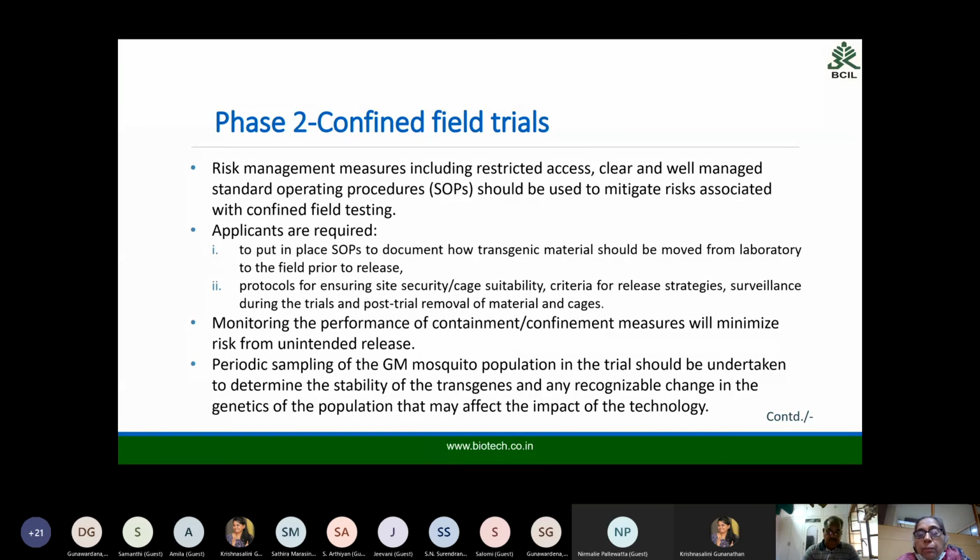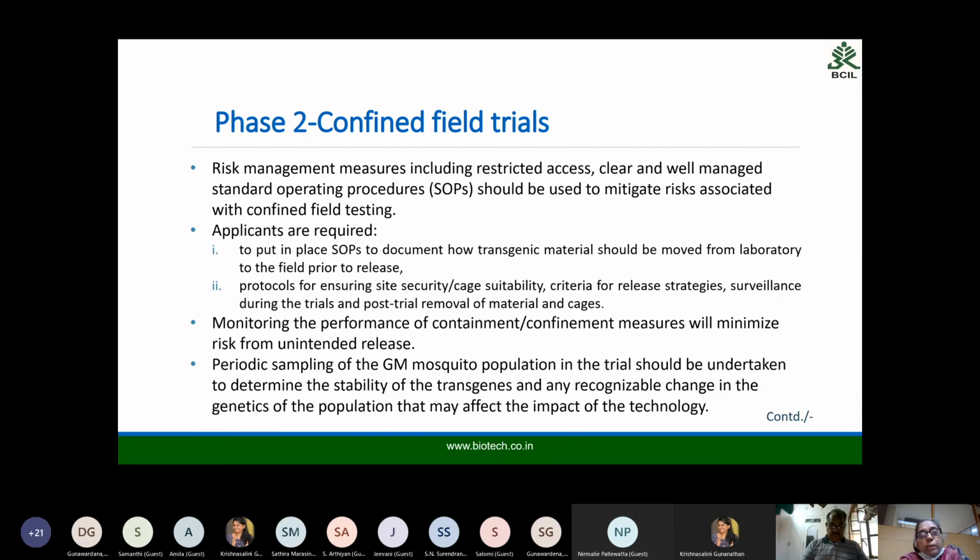Monitoring the performance of the containment measures will minimize the risk from unintended releases. As you move ahead, if you make mistakes in the beginning, the regulator will not give you permissions further ahead. And if you want your technology to move ahead, compliance with these measures is very, very important. And let me tell you, with my experience working with developers, it is not difficult. Of course, Dr. Tyagi will tell specific things about mosquitoes, but we have seen that if you have proper SOPs, if you have informed all your staff, that becomes a way of working, and that's what we should try to achieve.